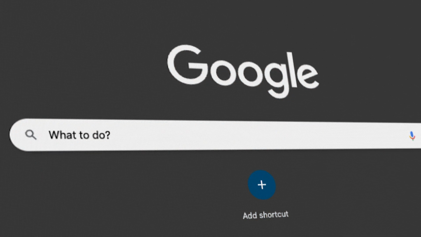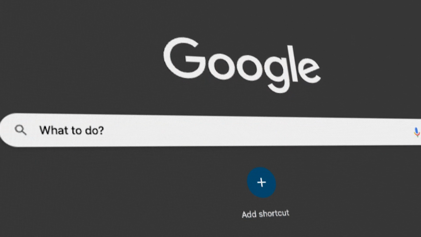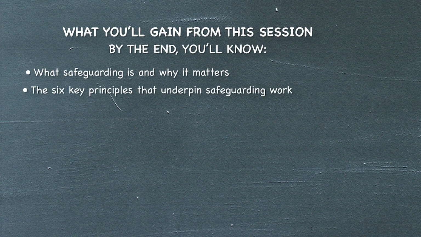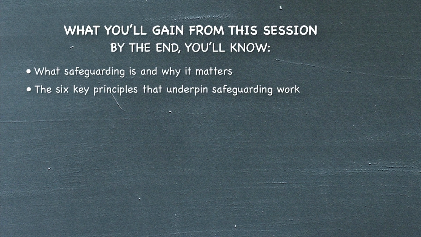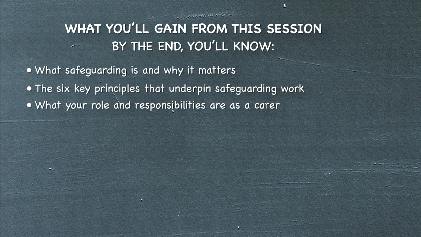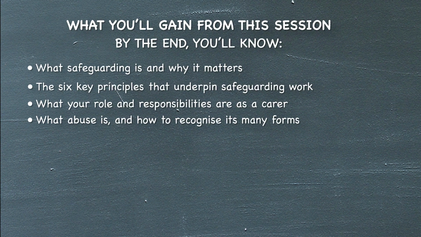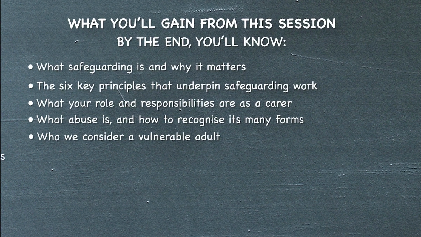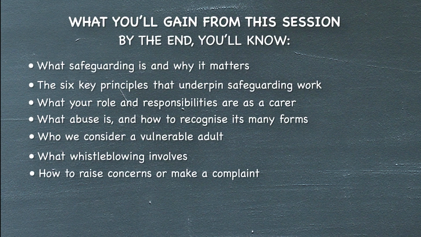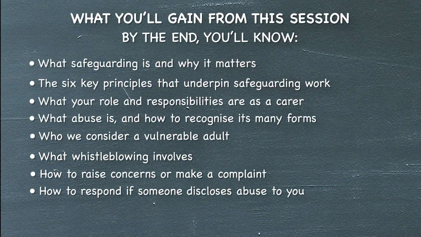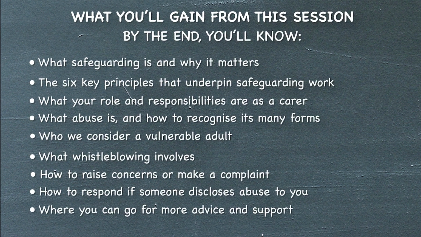We'll also explore what to do if you ever feel something isn't quite right and you need to raise a concern. Let's begin by outlining what you'll gain from this session. By the end, you'll know what safeguarding is and why it matters, the 6 key principles that underpin safeguarding work, what your role and responsibilities are as a carer, what abuse is, and how to recognize its many forms, who we consider a vulnerable adult, what whistleblowing involves, how to raise concerns or make a complaint, how to respond if someone discloses abuse to you, and finally, where you can go for more advice and support.